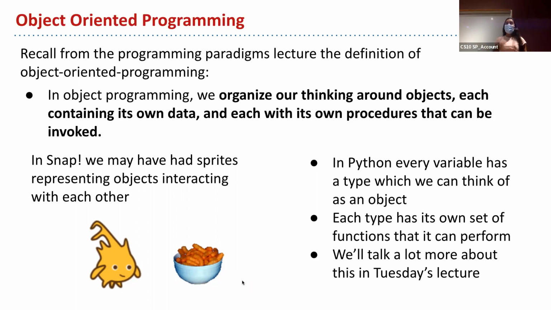So maybe the add function for a list does something different for a different type of object called a dictionary, which we'll talk about in a second. But the important thing to understand here is that every variable has a type, and we can refer to those variables as objects, which have their own set of functions depending on the type.